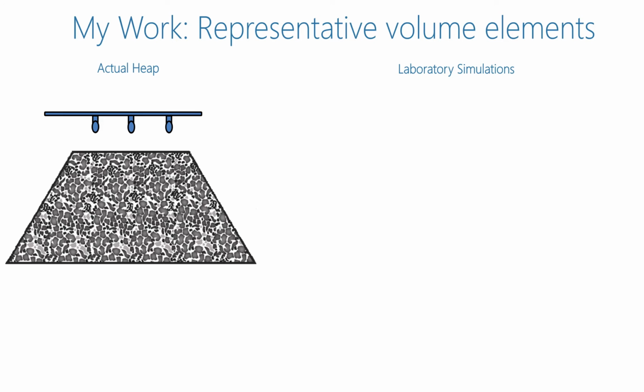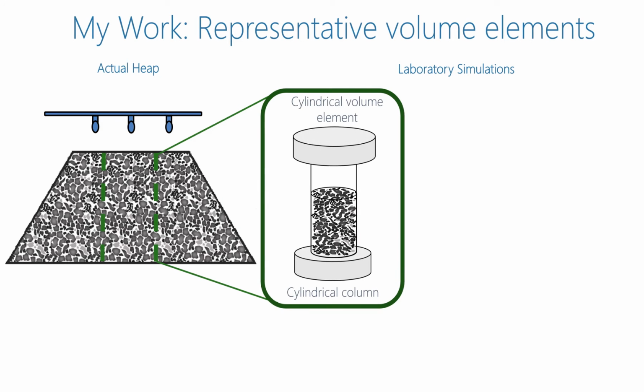In my work, it is important that I'm able to accurately simulate what goes on in a heap in the laboratory, and I will do this by making use of representative volume elements. What I mean is, I could take a cylindrical cross-section of my heap and represent it as a cylindrical column in my laboratory. Upon irrigation of my column, I would expect to get the same flow patterns as I would if my heap was irrigated under a single drip emitter point source.